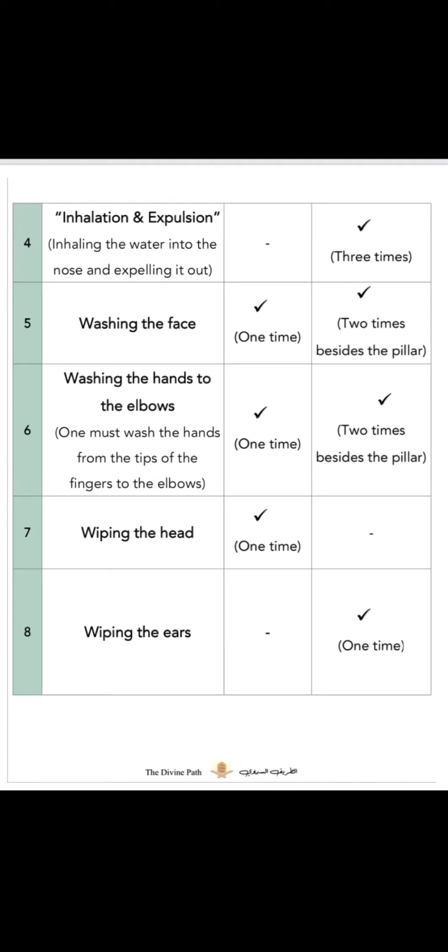So the 1 time, it has to be done. The ablution will not be valid without it. And the 2 other times, if a person decides to do it, it's sunnah. They can or cannot do it. Okay. Now in number 6, where it says washing from the hands to the elbows, what's crucial to know here when performing this step is that the water must start by touching the tips of the fingers and making your way all the way up to the elbow.